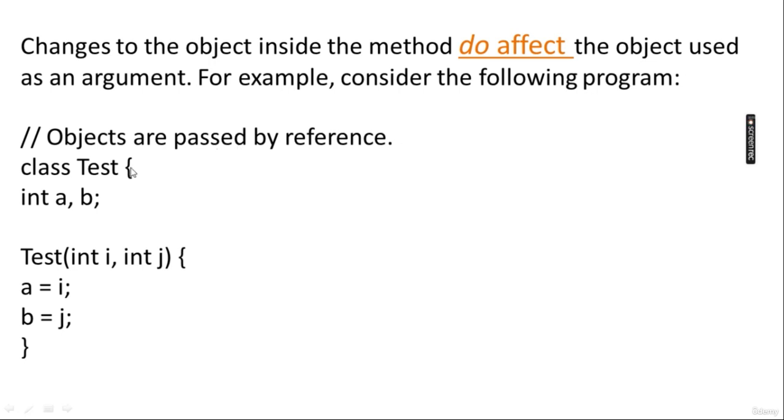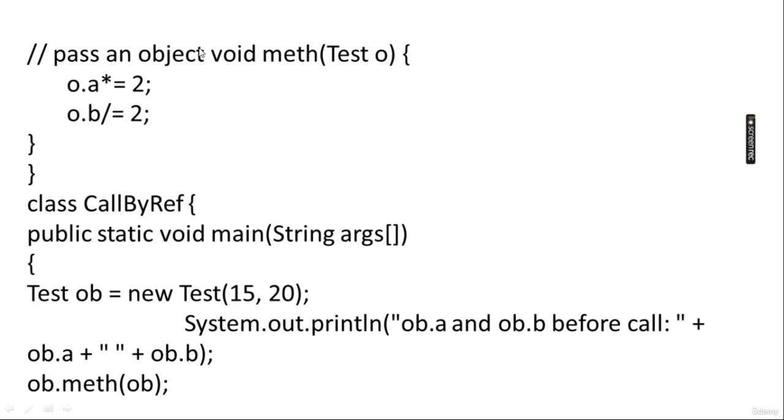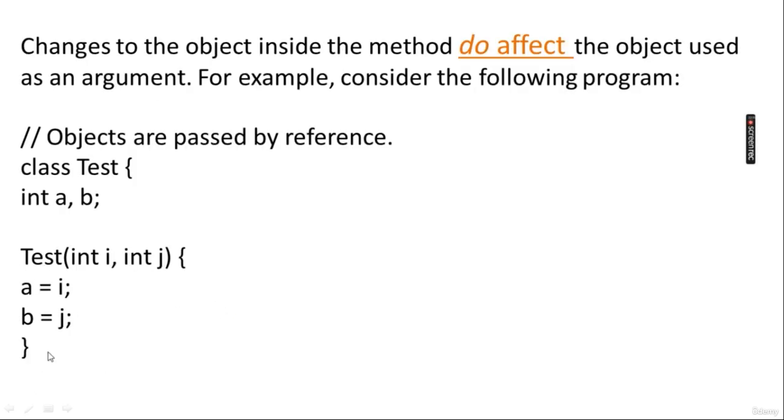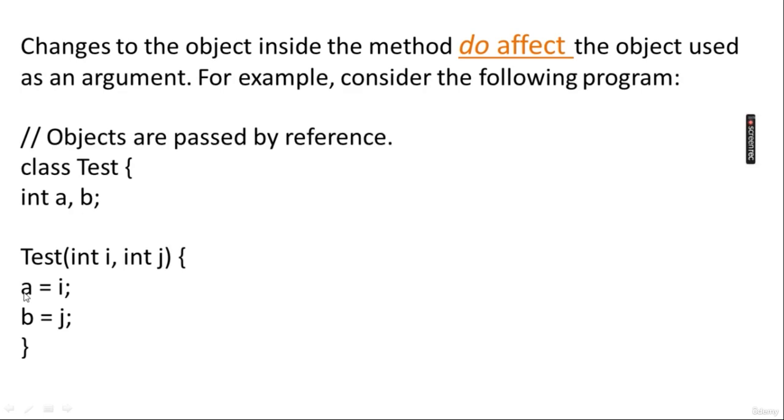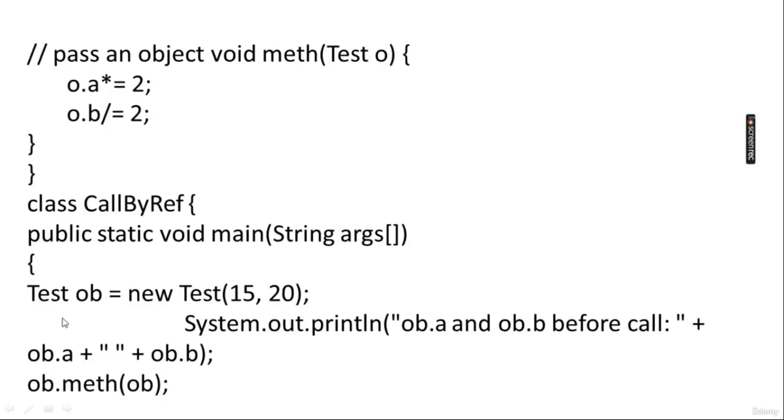For example, class Test has integer i, integer j, a is equal to i, b is equal to j. Pass an object here: method meth(Test object). Object dot a is equal to object dot a into 2. Object dot b is equal to object dot b divided by 2. So the first method is the parameterized constructor to initialize values. Now I create 15 and 20, so my a will be 15 and b will be 20.